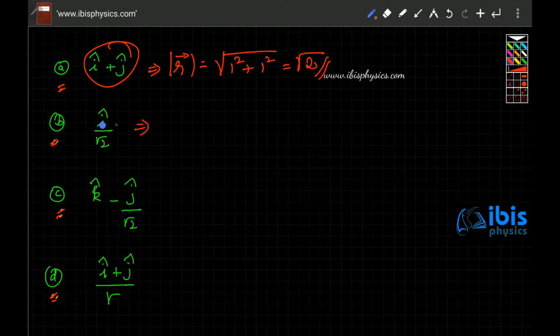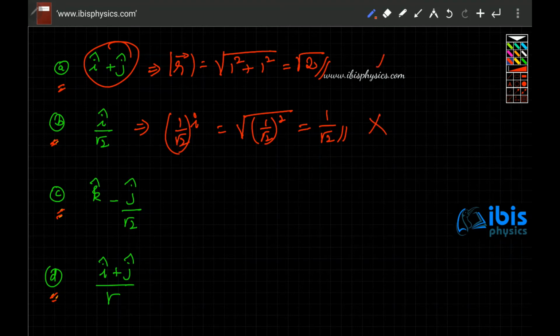Let us do this. There is only i cap whose coefficient is 1 by root 2. Even if you write it as root over 1 by root 2 whole squared, which will give you only 1 by root 2. So the coefficient of i cap is 1 by root 2, which is not 1. Hence it is also not a unit vector.